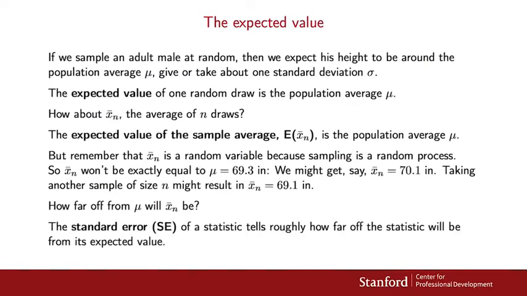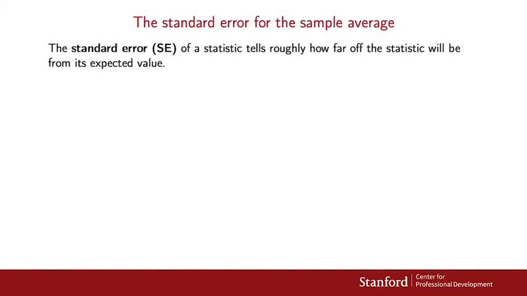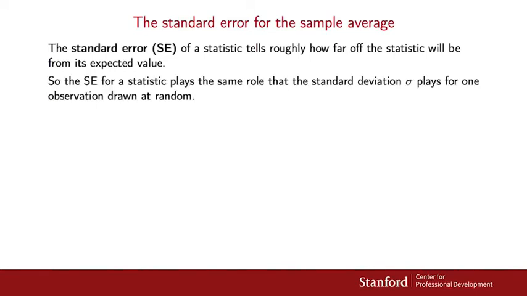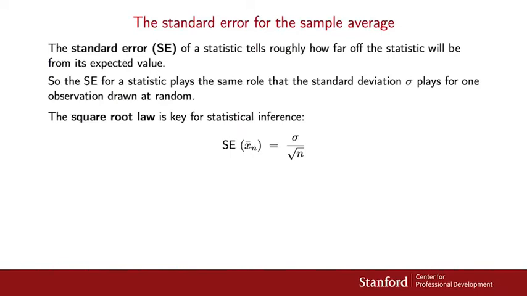This is determined by the standard error, or SE. This is a very important quantity in statistics, and it tells you roughly how far off the statistic will be from an expected value. The standard error of a statistic is used for all kinds of statistical procedures. The standard error of a statistic plays the same role that the standard deviation sigma plays for one observation drawn at random, because it's a give or take number that shows how far off we expect the statistic to be from the mean.